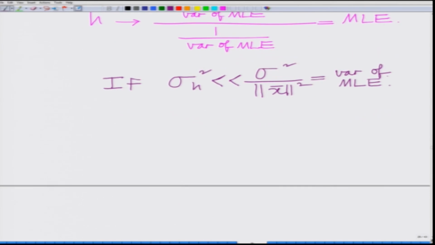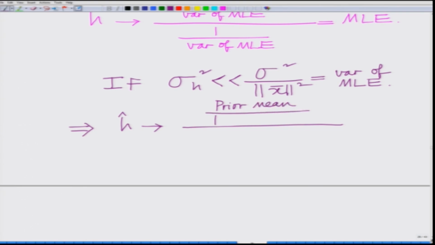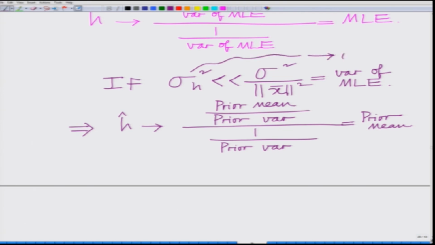So, therefore, what we have, this implies h hat tends to the prior mean divided by the prior variance, divided by 1 over the prior variance, which equals the prior mean. So, if sigma h square, if this quantity basically tends to 0, the prior variance is very small.